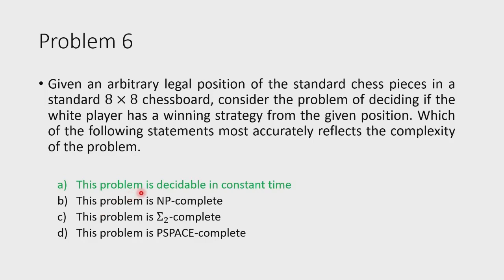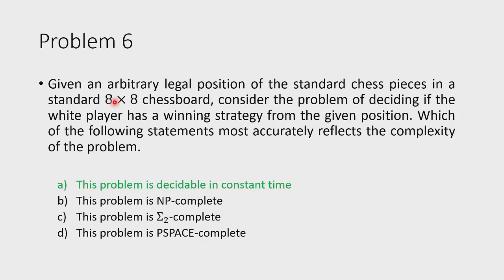The answer is A. You would have seen in the class that the problem of deciding whether the white player has a winning strategy on an n cross n chessboard is PSPACE complete, right? However, over here, the chessboard is just 8 cross 8. So the size of the chessboard is constant.